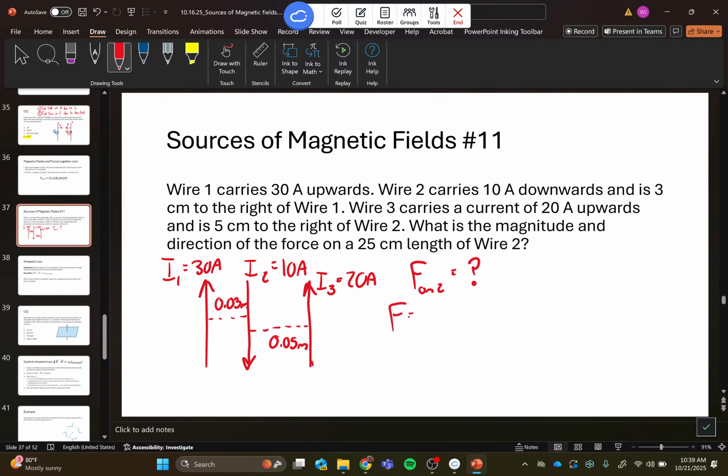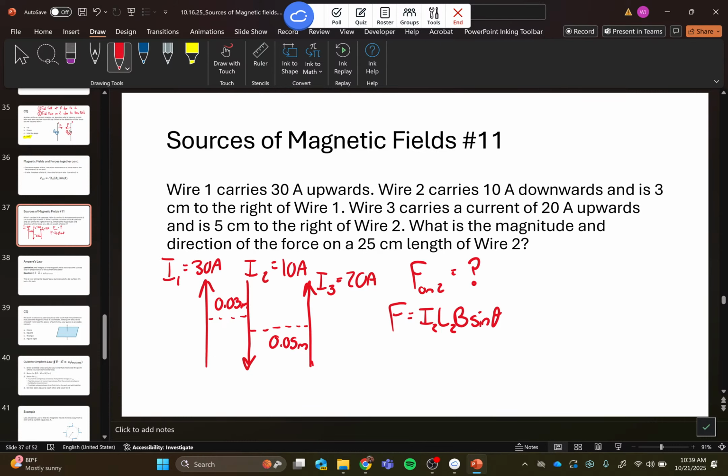So our question is, why does wire 2 experience a force? F = ILB sine theta. This is the equation for the force on a current carrying wire due to a magnetic field. We know the current in wire 2. We know the length of wire 2. We do not know the field it's in. How do we find the field it's in? We find the field due to wire 1, we find the field due to wire 3, and we combine them. Wire 2 itself doesn't have a field.